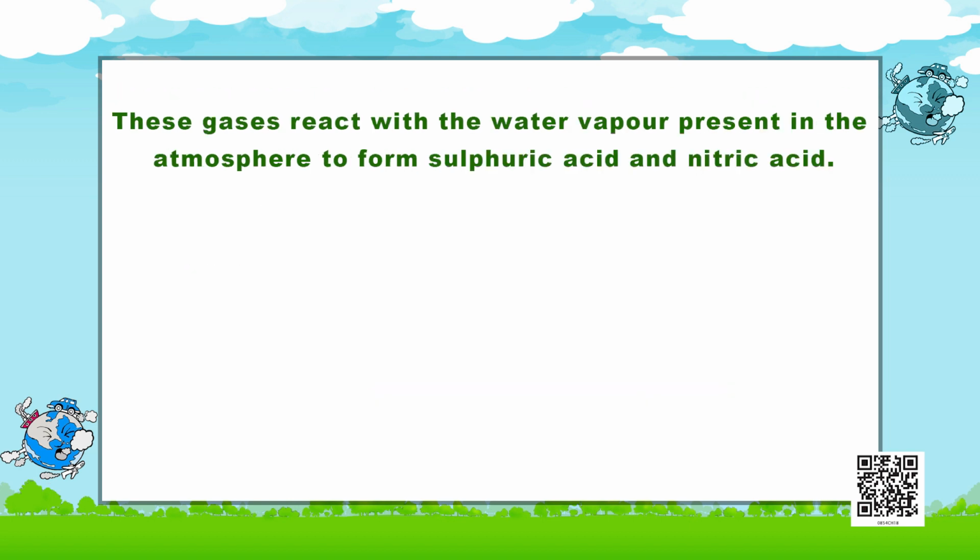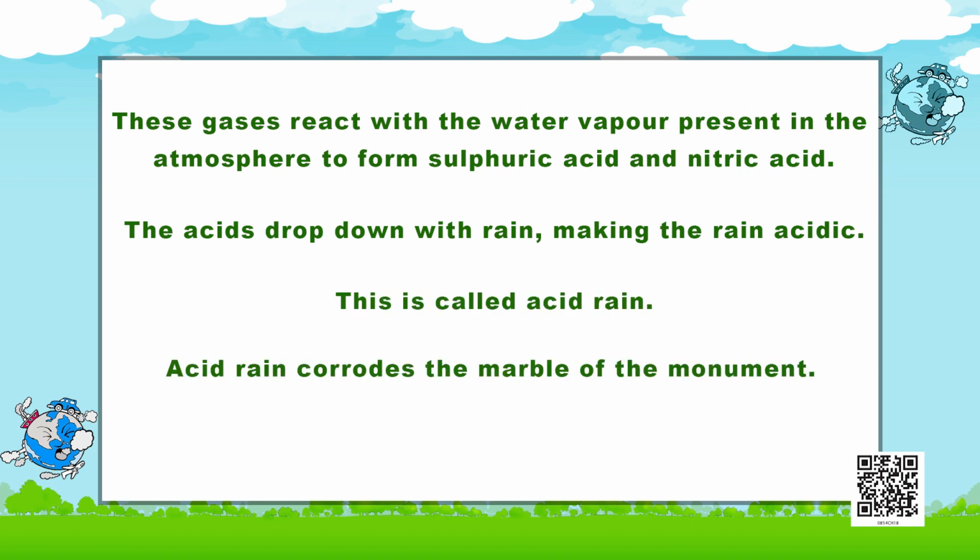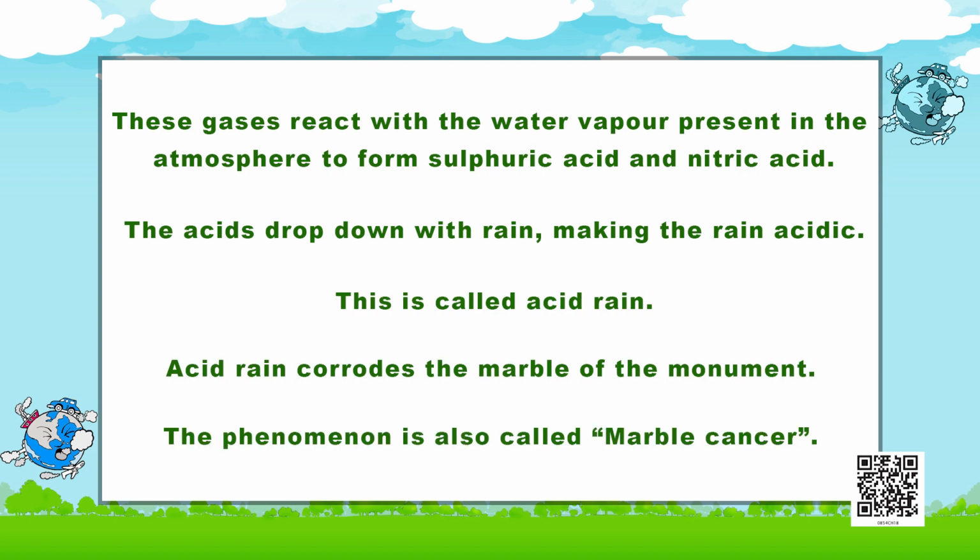These gases react with the water vapor in the atmosphere to form sulfuric acid and nitric acid. The acid drops down with rain, making the rain acidic. This is called acid rain. Acid rain corrodes the marble of the monument. The phenomenon is also called marble cancer.